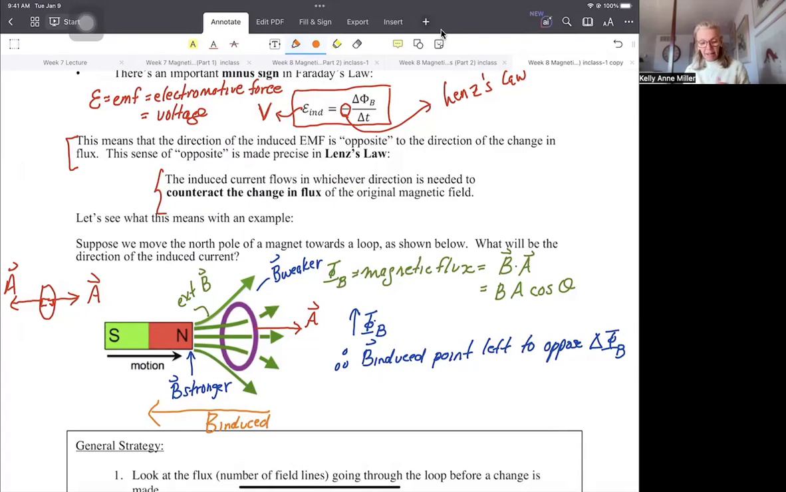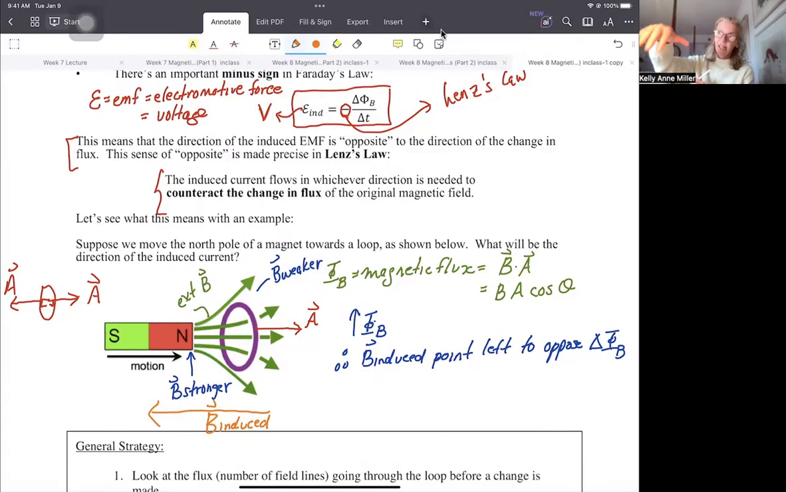Okay, and then the final step of this is, once you figured out that the induced B field is pointing to the left, to use your right hand rule, the first right hand rule, where you point your thumb in the direction of the B field and your fingers indicate the direction of the current. So if I point the thumb of my right hand to the left, my fingers are going to be curling into the page. So the current is going to be going like this, into the page.